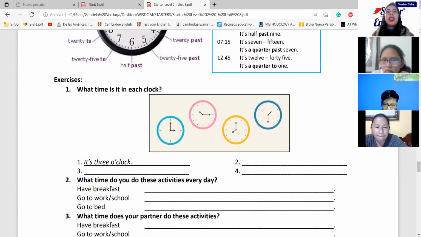Now, let's try to do that. We have 1, 2, 3, 4 clocks. Yes? Let's try to give in the exercise. Number 1, it is 3 o'clock. It is this one. Yes? Number 2 is color pink, 3 yellow, and 4 blue.